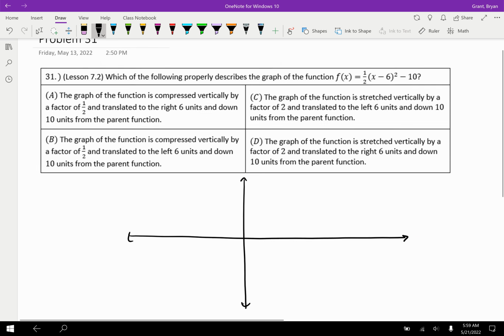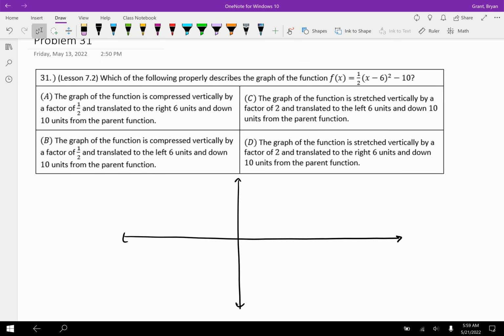Well, because this is in h-k form, we have a vertex of positive 6, negative 10, like so. And so I'm going to need to be able to go 1, 2, 3, 4, 5, 6, and then all the way down to negative 10: 4, 5, 6, 7, 8, 9, 10. Positive 6, negative 10 looks like it's down here.